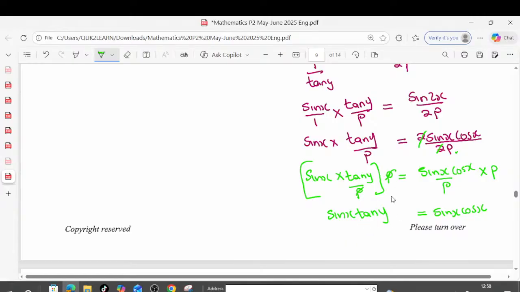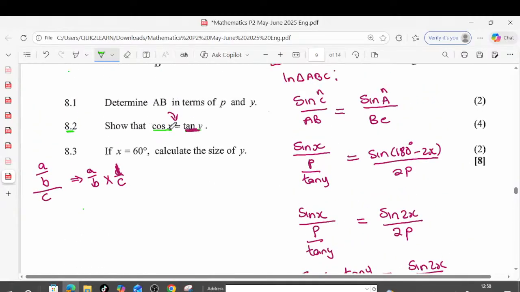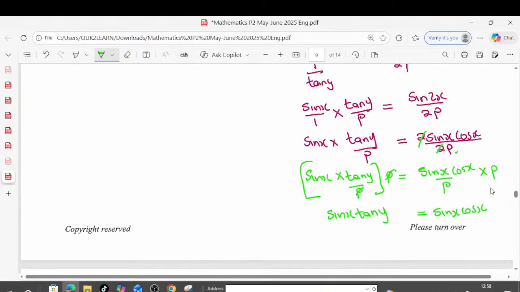So if we go back to the question, they want us to prove that cos x is equal to tan y. I'll just have to eliminate that sine. I can just divide this by the sine x. Therefore, left hand side, which is tan y, is equal to the cos x. We've managed to do the proof. I'm happy about that. I am very happy. I don't want to lie.